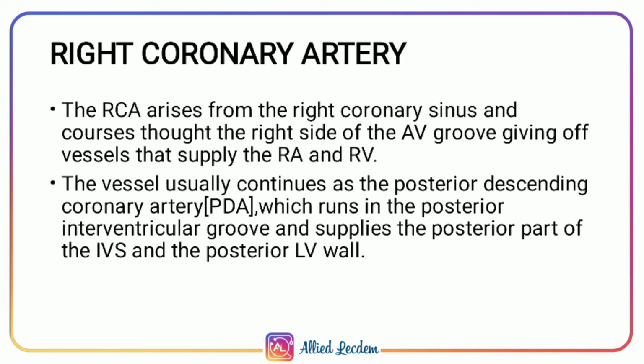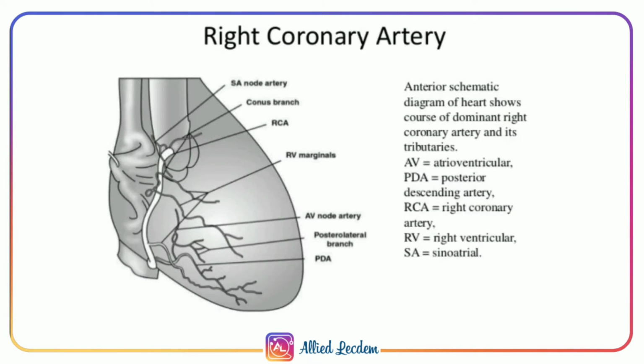Right coronary artery. The RCA arises from the right coronary sinus and courses throughout the right side of the AV groove, giving off vessels that supply the right atrium and the right ventricle. These vessels usually continue as the posterior descending artery, which runs in the posterior intraventricular groove and supplies the posterior part of the IVS and the posterior LV wall. This RCA supplies the majority of the right heart.